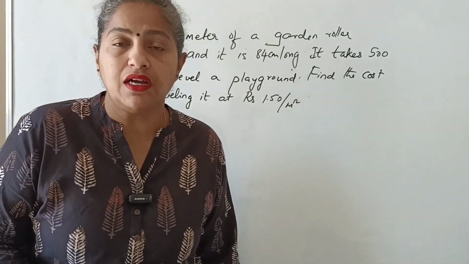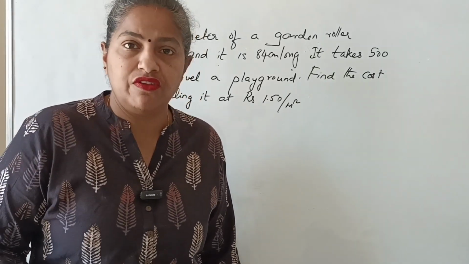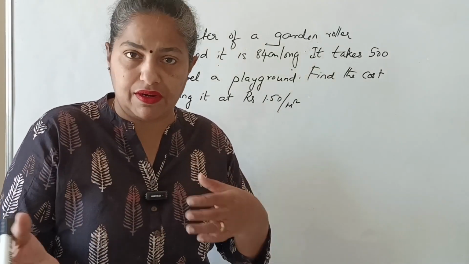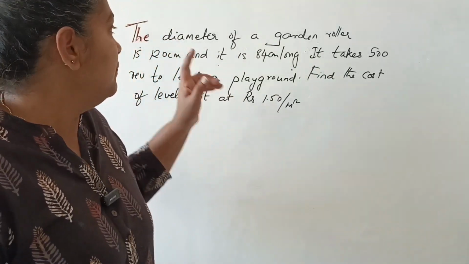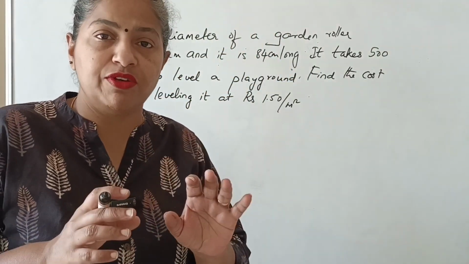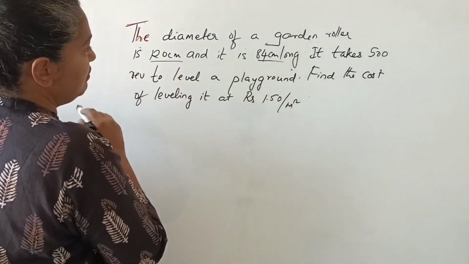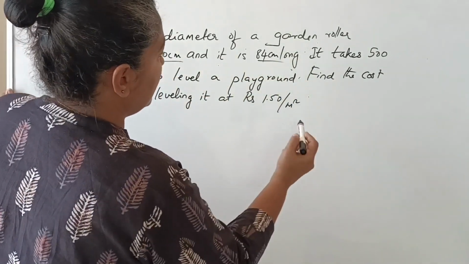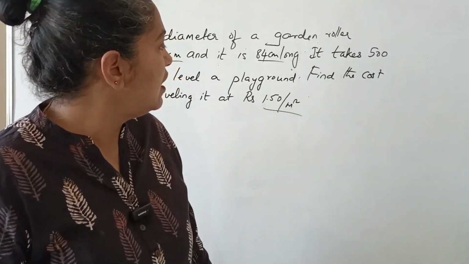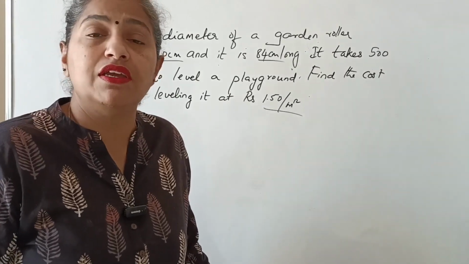You know that the area covered in one revolution is equal to the curved surface area. It is taking 500 revolutions, which means the area covered in 500 revolutions is 2 pi r h into 500. So let us start the sum. But first and foremost, convert all the measurements into a single unit. Here you have 84 centimeters, 120 centimeters, and 1.50 per meter square. So I will retain the measurements in centimeters itself, and finally I will convert the area into meter square.